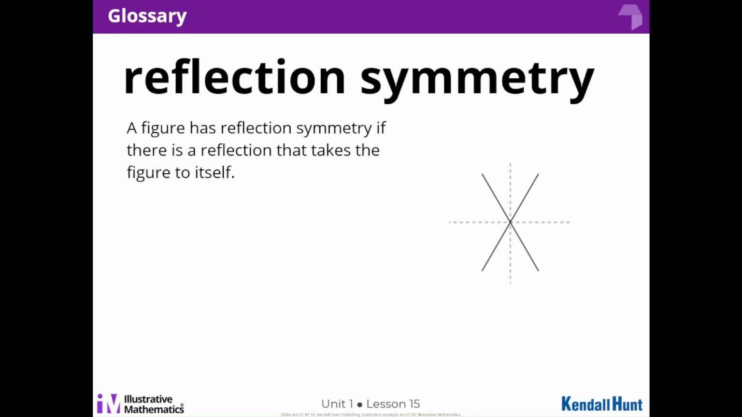So in this reflection symmetry, we have an X. We could fold it left to right, and we would have reflection symmetry. We could fold it top down, and it would also have reflection symmetry.